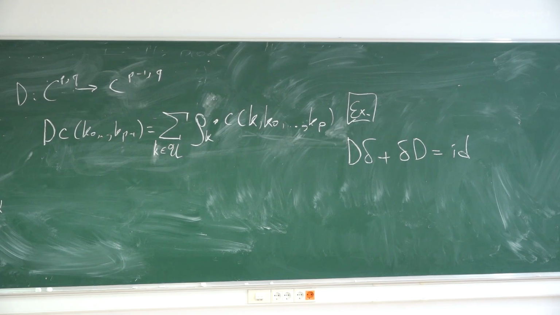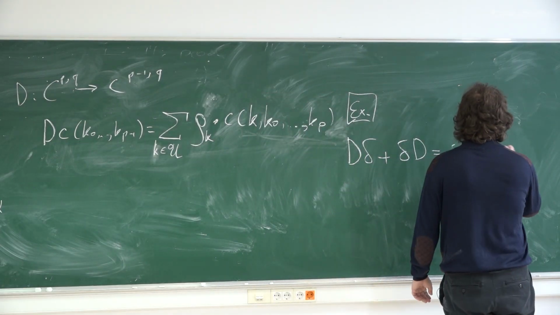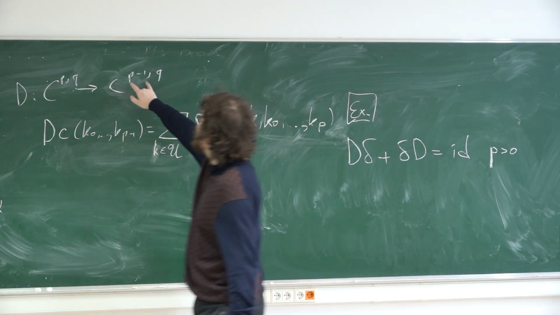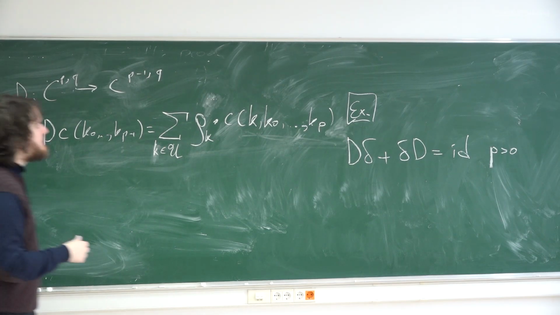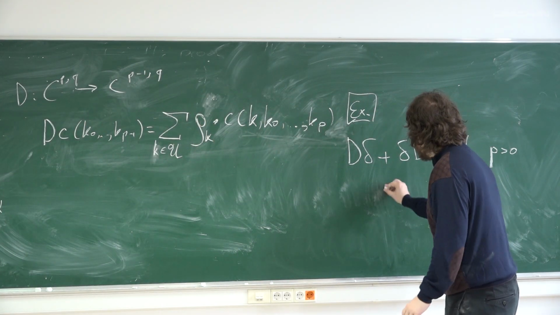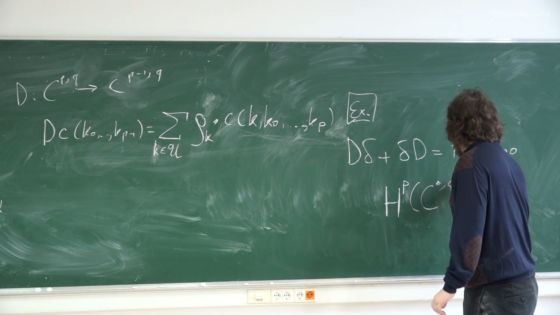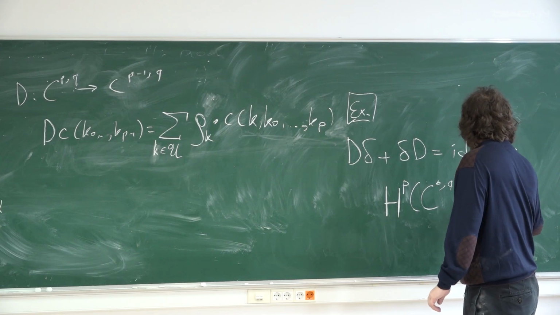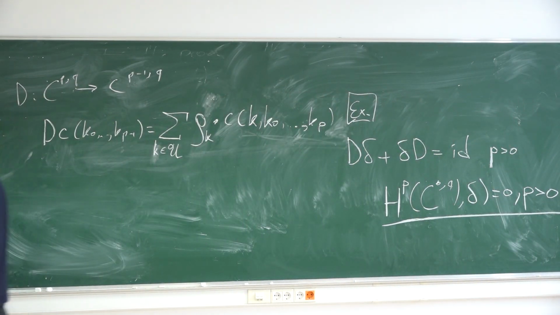So for p more than 0. So in fact, we obtain that if the cover is numerable, then the homology of this B complex with respect to delta is 0 for p more than 0. This is what I want to say with this construction.